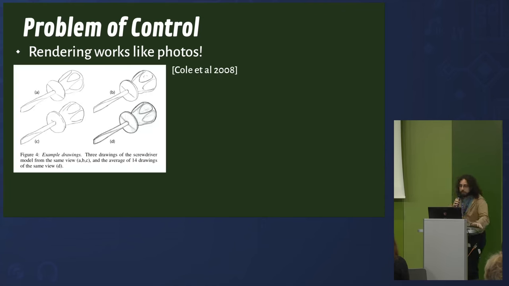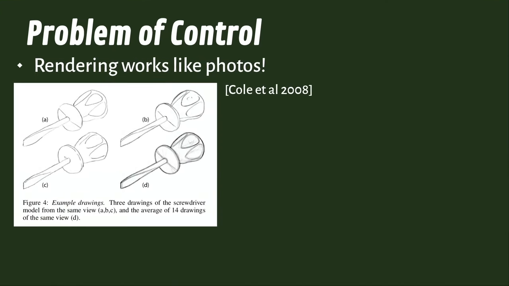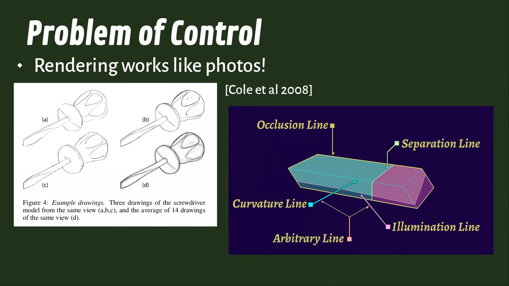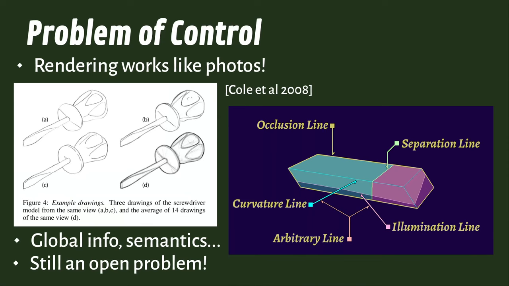Well, when you look at what artists actually do, for instance, in this study from Cole and colleagues in 2008, they tried to see where artists will actually draw lines, and they managed to see artists tend to draw lines at around the same place, but not all the time. But they are correlated to geometric properties. That means we can actually find some of these lines. But do we display them or not? That's not something you can put with simple rules. There's some global info, there's some semantics. So you need to give artists a way to control that in a paradigm that doesn't really work. That's still an open problem.